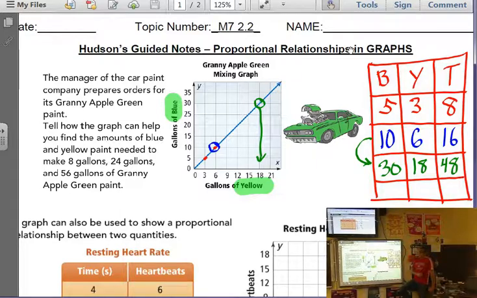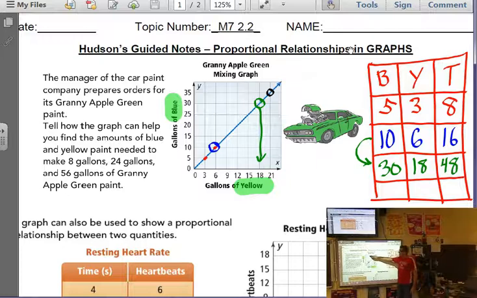We skipped over the 24. What about 56 gallons? How? If we want to make 56 gallons total, well, we haven't gotten there yet. Ellie, do you have a question? Okay, so we know this point is not yet 56 gallons. Let's try the next one. What about this point right here?